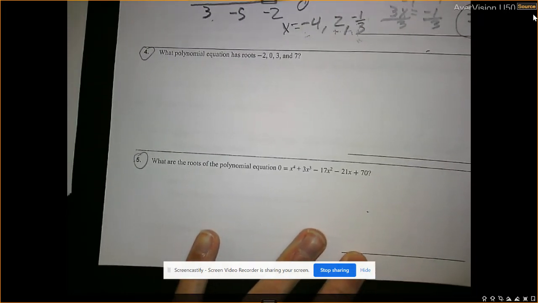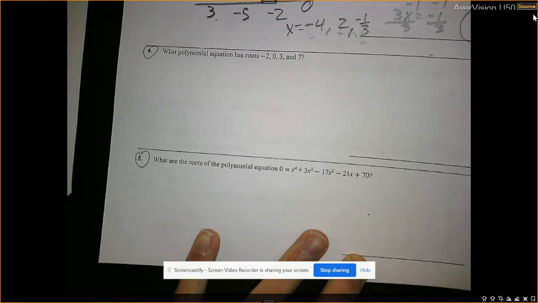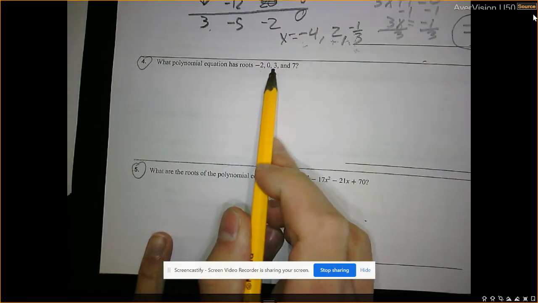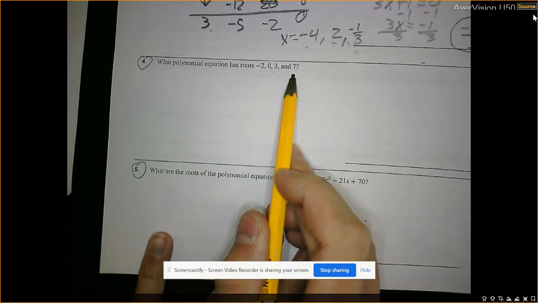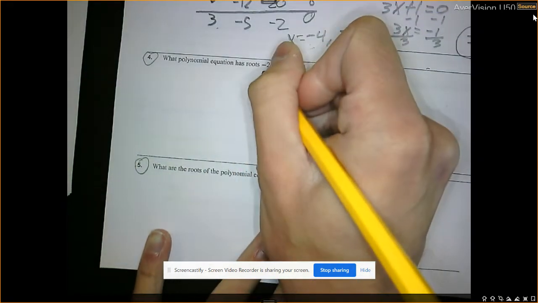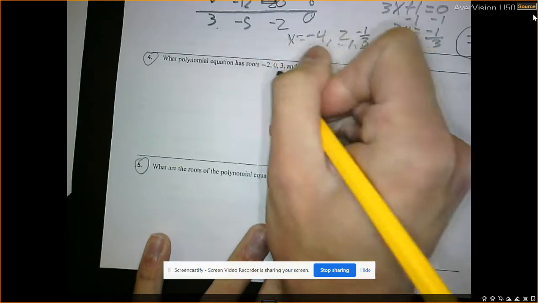Moving on to number 4. Now, if I have a polynomial with roots -2, 0, 3, and 7, I have to think about what that's going to look like. It's really, I take the opposite of each of these.